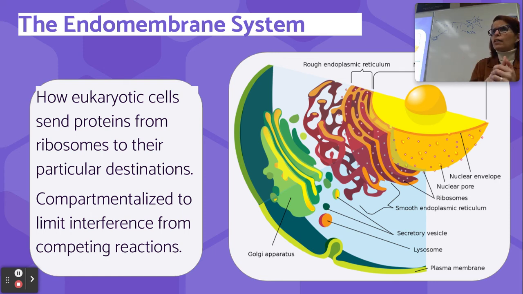And then in the smooth ER, it's packaged. And then it's carried to the Golgi and it's modified and then packaged in the Golgi. And then it's sent out of the cell. So that's the whole system kind of working together. You don't need to know a lot more than that.